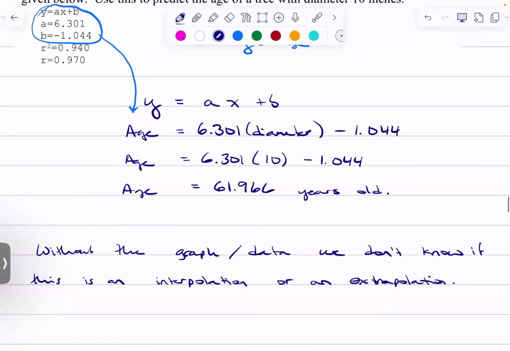But we are given that our R squared and our correlation are really high. So since our R squared and correlation are high, we expect this to be a reliable prediction.